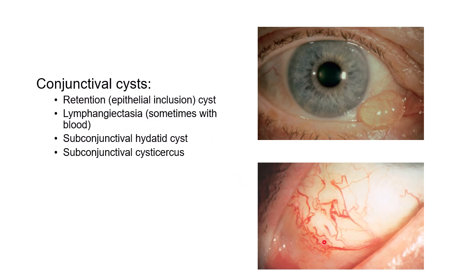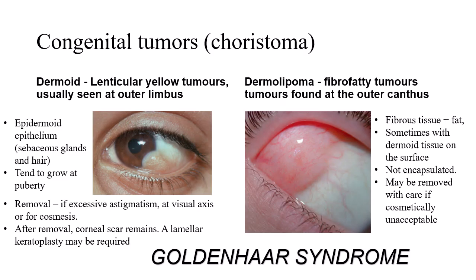For example, here. So lymphangiectasia are dilated lymphatics, which are transparent. If filled with blood, they can look like this. Subconjunctival hydatid cyst and cysticercus are relatively rare. So let's move on to tumors.